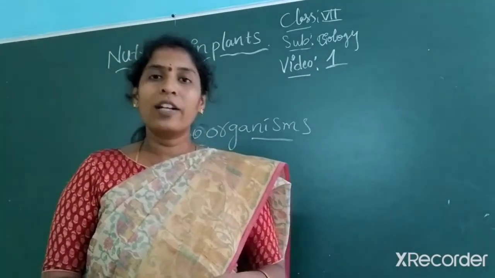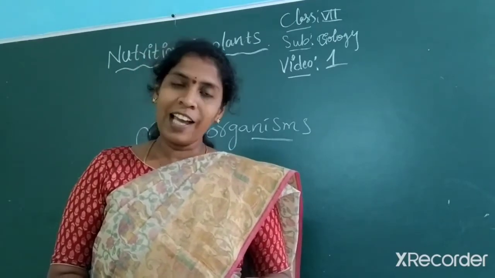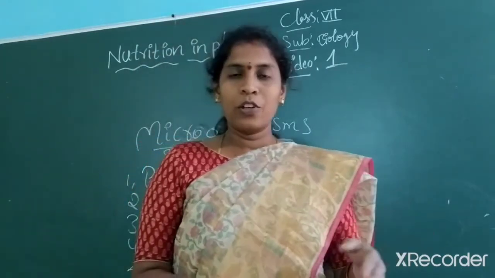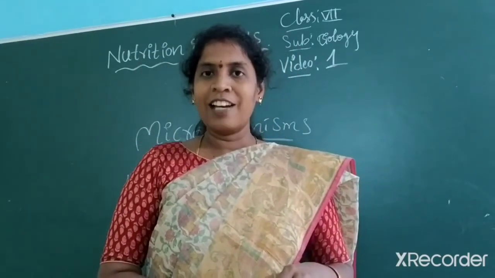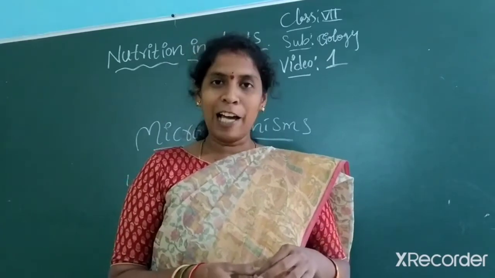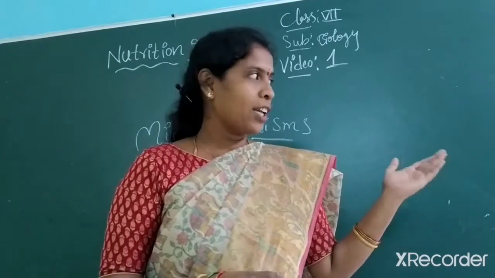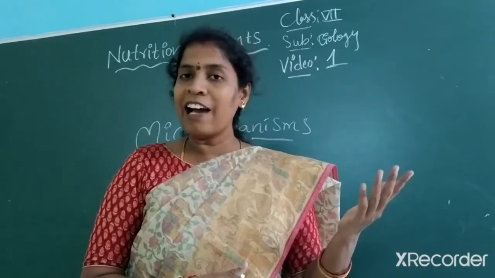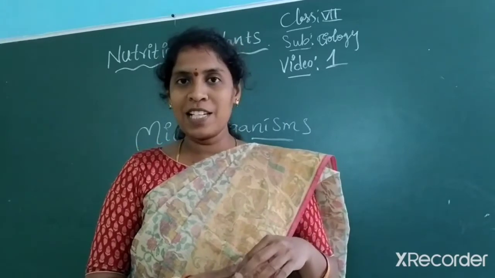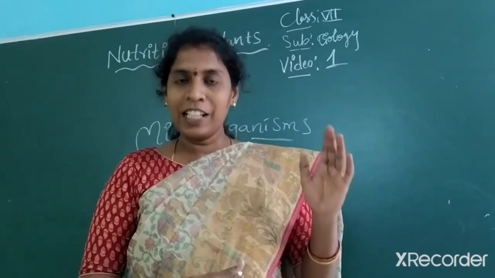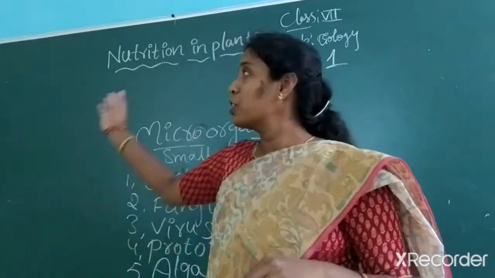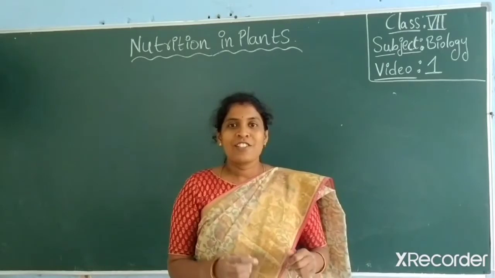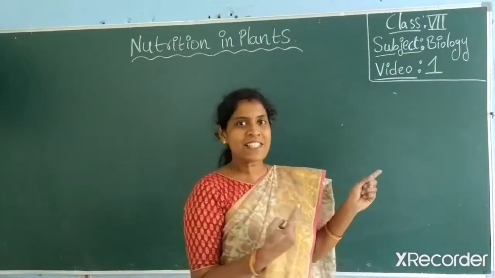So you know what are plants and what are animals. What are plants? What we find around our surroundings: mango, guava, different plants are here. And animals like humans, lion, tiger, deer, dog, cat, and whatever we find around us, all are animals. In plants and animals, how does nutrition take place? At present we will look at nutrition in plants. So shall we start? Let's go.